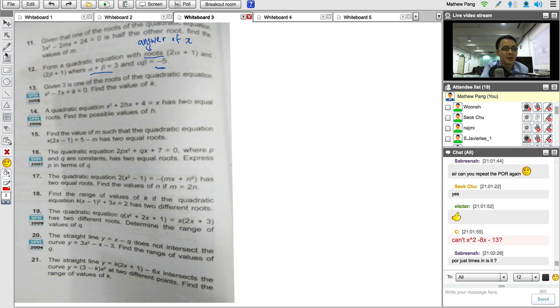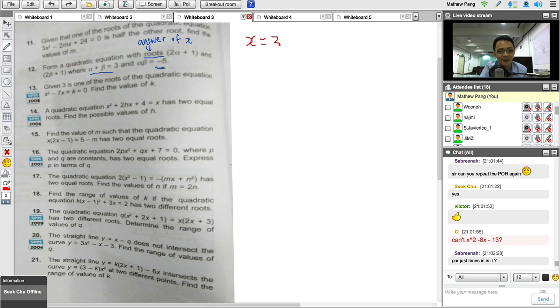Okay, let's have a look at question 13. Given that 3 is one of the roots of the quadratic equation, find the value of k. In this case, they tell you 3 is one of the roots, right? So the first thing coming to my mind is that one of the answers is 3. This is why we say root is the answer for x, right? It asks you to find the value of k. It's very simple. So I have x squared minus 7x plus k equals to 0.